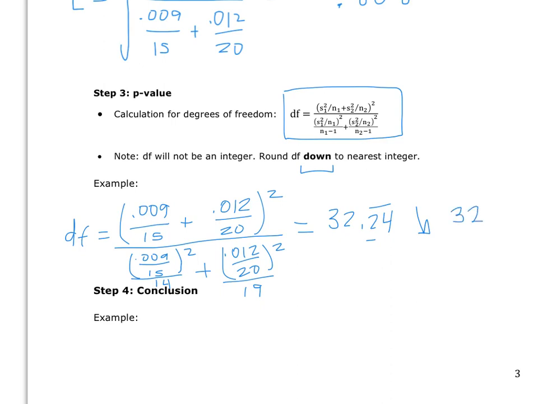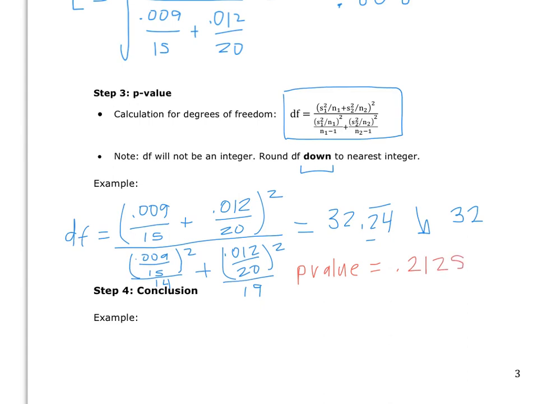So that can be used to find the p-value from the online calculator. And if we plug in that test statistic of negative 0.808 for 32 degrees of freedom, we end up with a p-value of 0.2125.